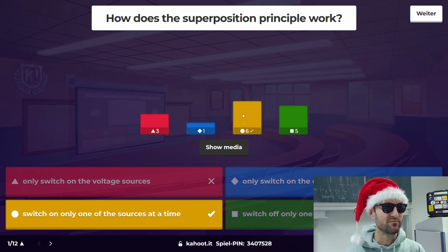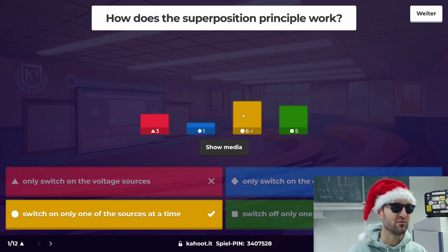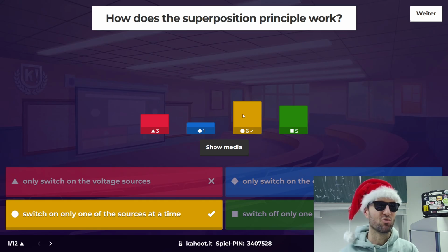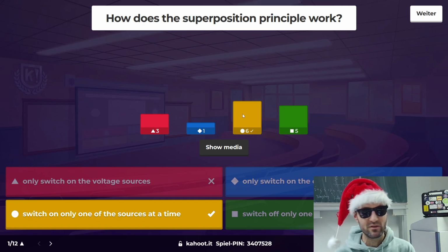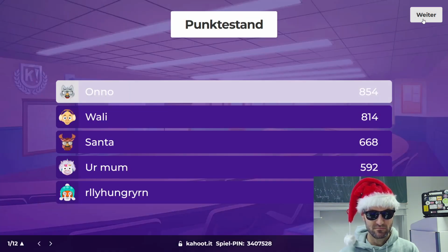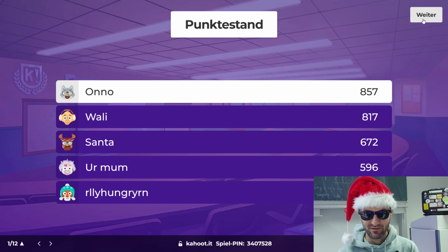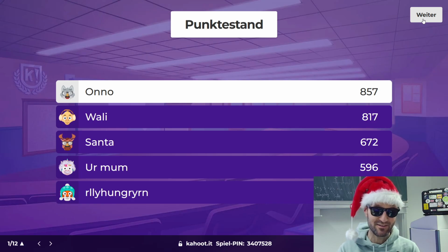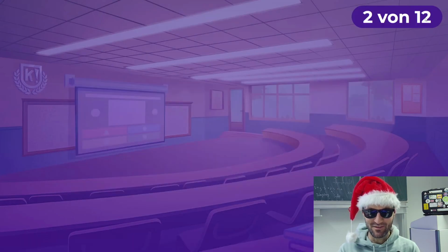So superposition works in a way, right? We have a circuit with many sources, and if we only switch on one source at a time, then it's easier for calculation. And for every source, we do the calculation using current divider rule, voltage divider rule, whatnot. And then at the end, we sum everything up. Okay, so Diono was the fastest with the correct answer, taking the lead, followed by Vali and the center. Another center in the room, it's not me.